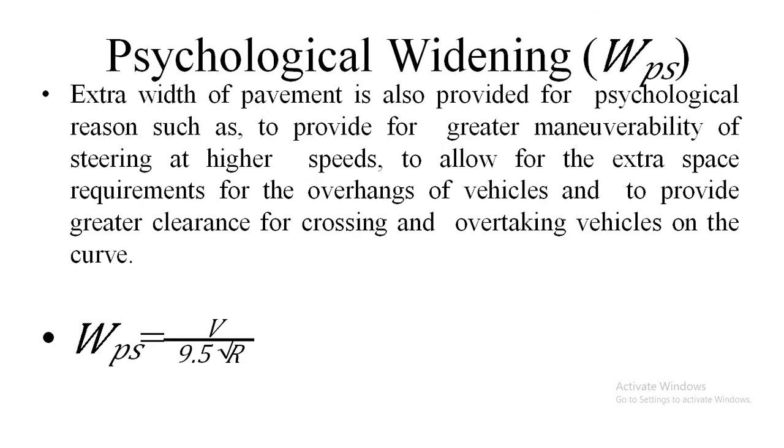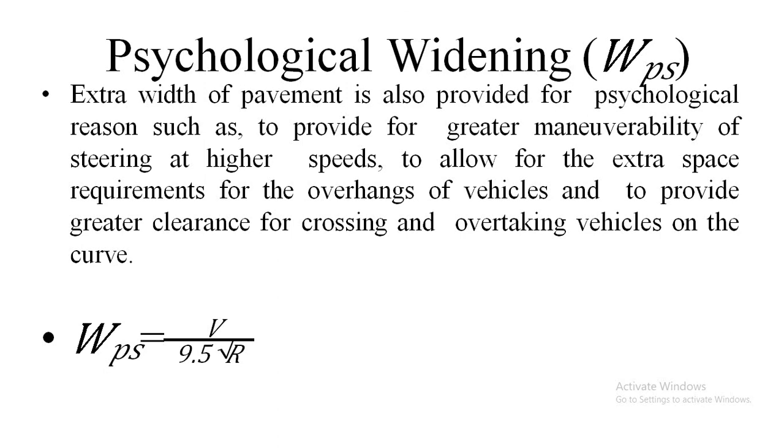And the psychological widening: extra width of pavement is also provided for psychological reasons, such as to provide greater maneuverability at a higher speed, to allow for the extra space requirement for the overhangs of the vehicles, and to provide greater clearance for crossing and overtaking vehicles on the curves. Psychological widening is V upon 9.5 square root of R.